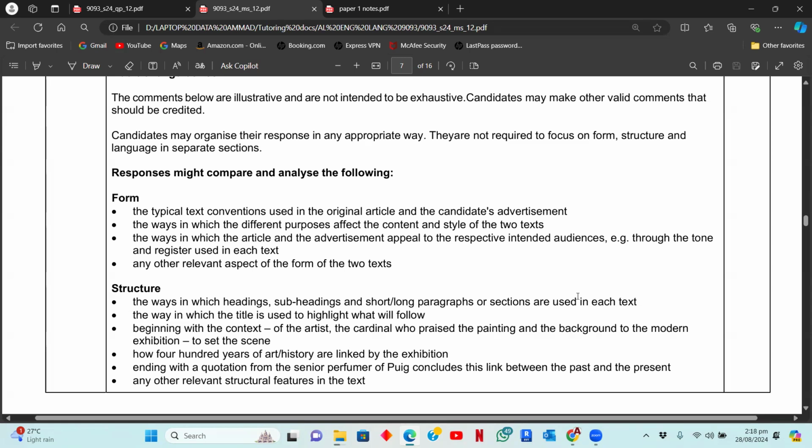You can also mention how in the actual article they're just talking about how the cardinal is praising the artist, and then it sets up a scene for the entire thing to follow, how that painting was used in that exhibition, how 400 years of art history are linked by the exhibition, ending with a quotation from the senior perfumer who concludes this link between the past and the present.